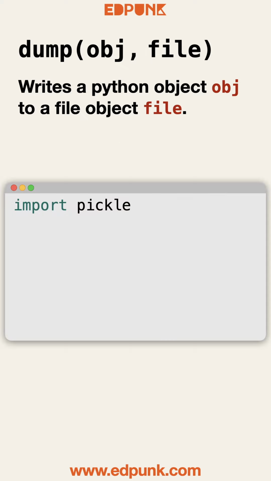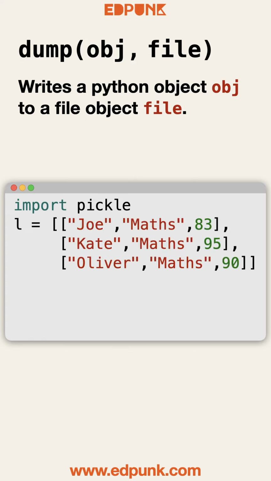The first step is to load all functions in the pickle module using import pickle. Now, let us create a nested list L which contains items comprising information of marks obtained by a student in a subject in the form of a list. In this case, the items are the list string Joe, string maths and 83, list string Kate, string maths and 95, and list string Oliver, string maths and 90.